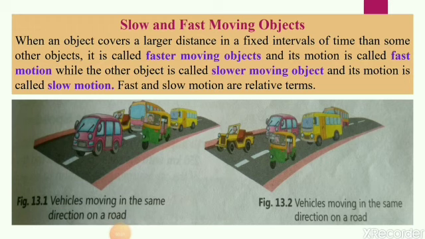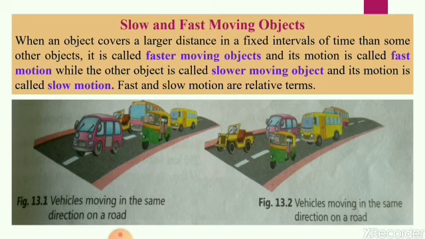Now students, our next topic is slow and fast moving objects. As we all know, motion of some objects is slow, whereas some other objects may be fast. To understand this topic, we can take one example. Suppose we have to go to school. Suppose the distance between your school and your home is 4 kilometer.